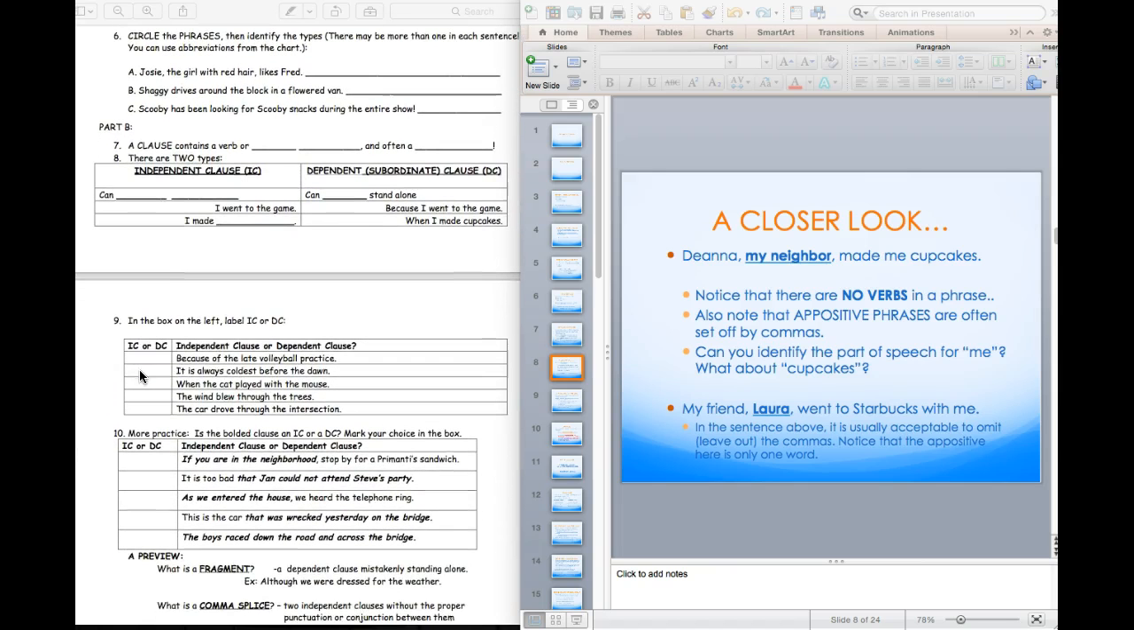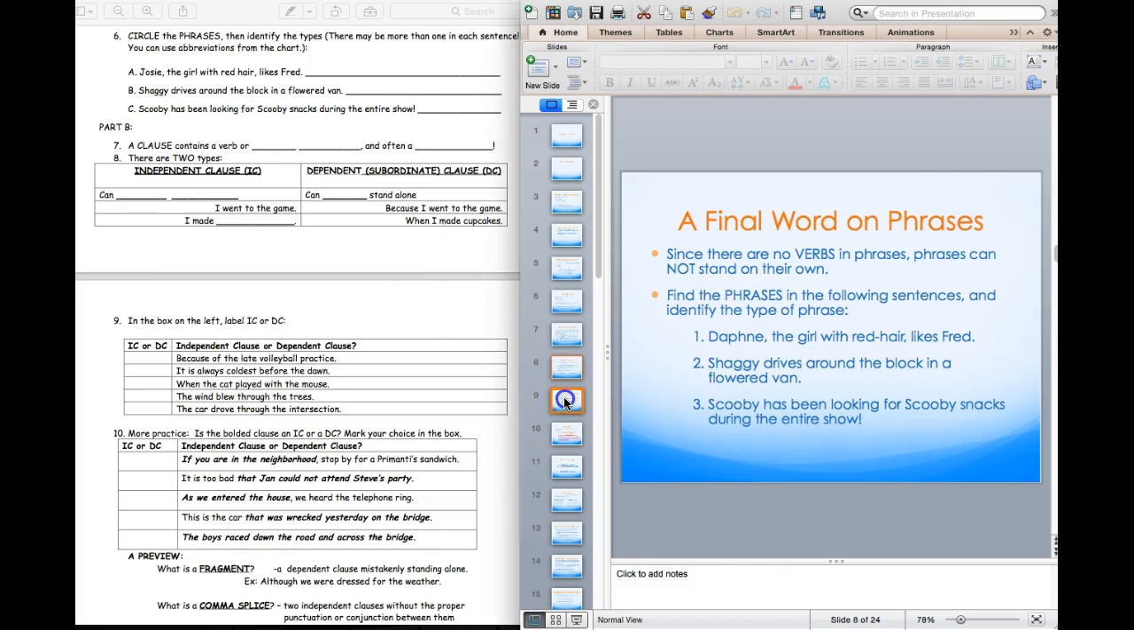We are now to number 6, and you should be on this screen. So again, notice that there are no verbs in a phrase, unless it's a verb phrase, obviously. And can you identify the part of speech for me? What about cupcakes? Do you recall that this is actually an indirect object, and this is actually the direct object? Okay, you'll need to know these for next year. All right, well, let's move on in our PowerPoint here.